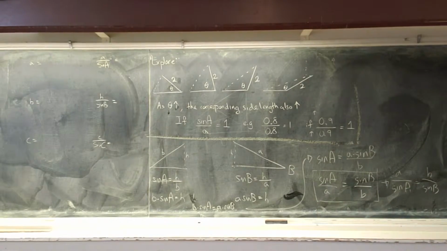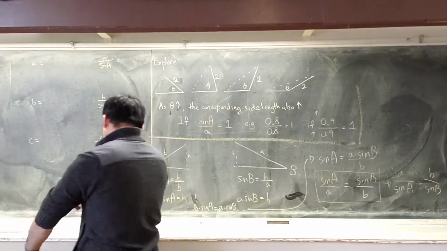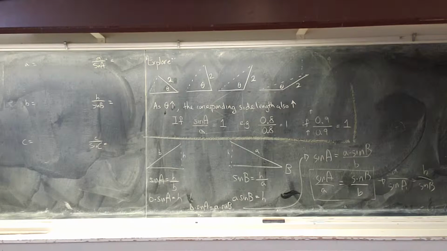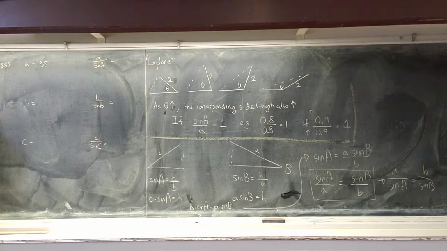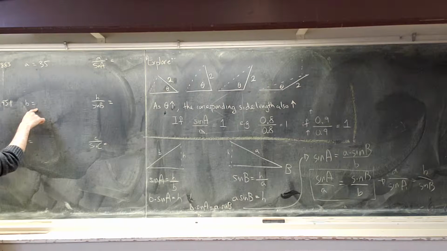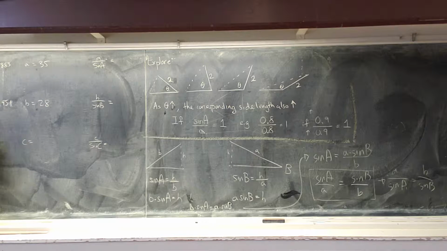Just for the sake of time, I'm not going to collect all the data points. However, let's try it out. Some people, even if it's up, sine A, what is it? 0.883. And little a is? 35. Sine B? 0.951. 28. And? 0.719. 37. I'm going to say that you switch these two sides.